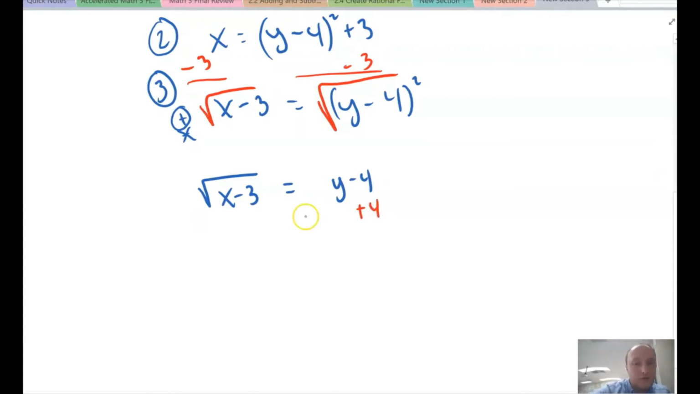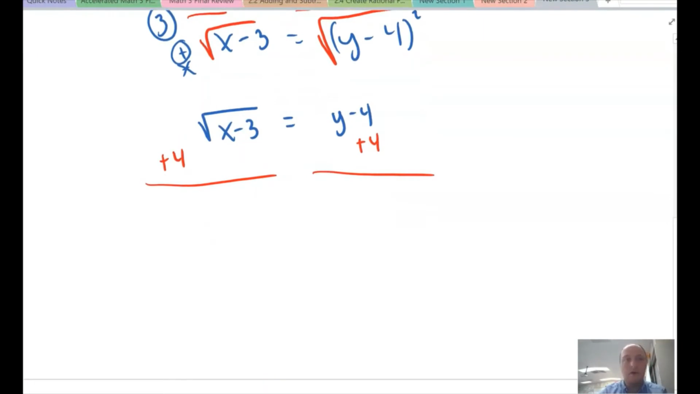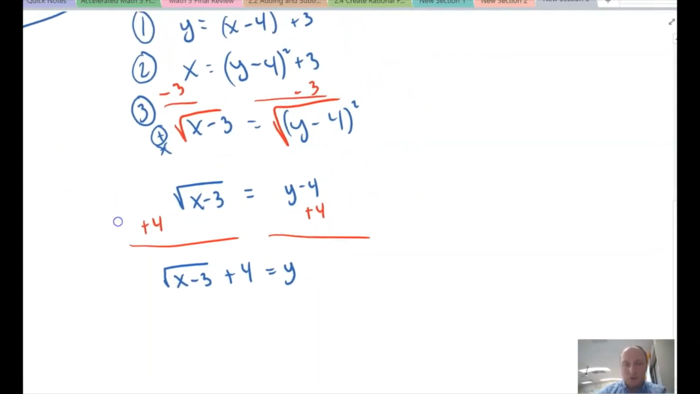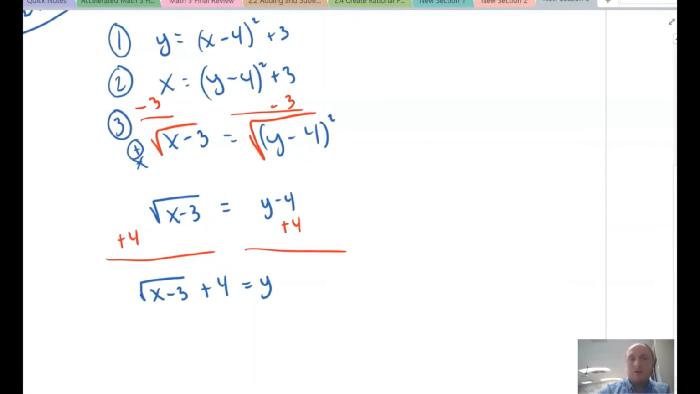Now, does the 4 get to go inside the square root? No, it does not. It stays on the outside. I'm not taking the square root of that 4. I'm adding on 4 after the fact. So do not merge these values. So it's the square root of x minus 3, plus 4 on the outside. This is equal to y. Okay, which is going to bring me up here to step 4.